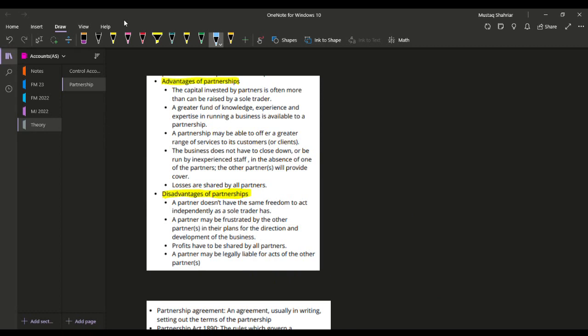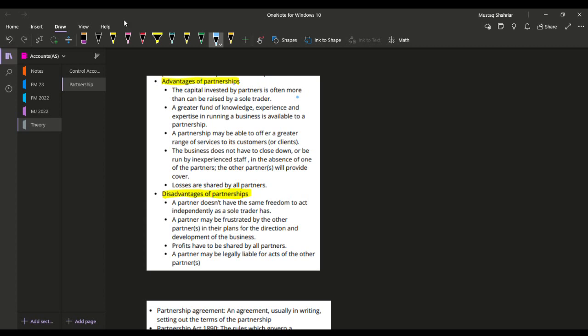And that will be our end. So the advantage of being a partnership is that the capital you get and the capital invested by the partners is often more than what is raised by a sole trader themselves. So the first one is written here. Basically, a comparison between a sole trader and a partnership.